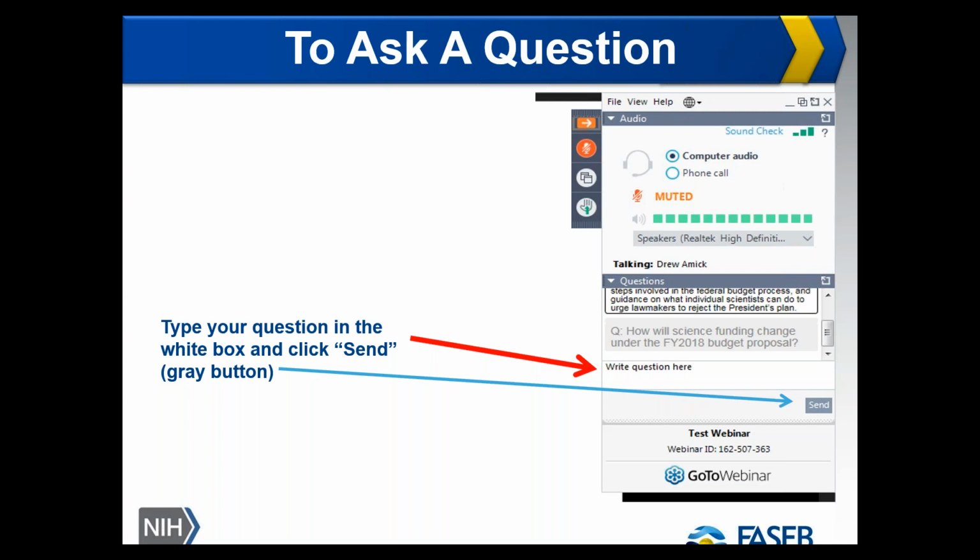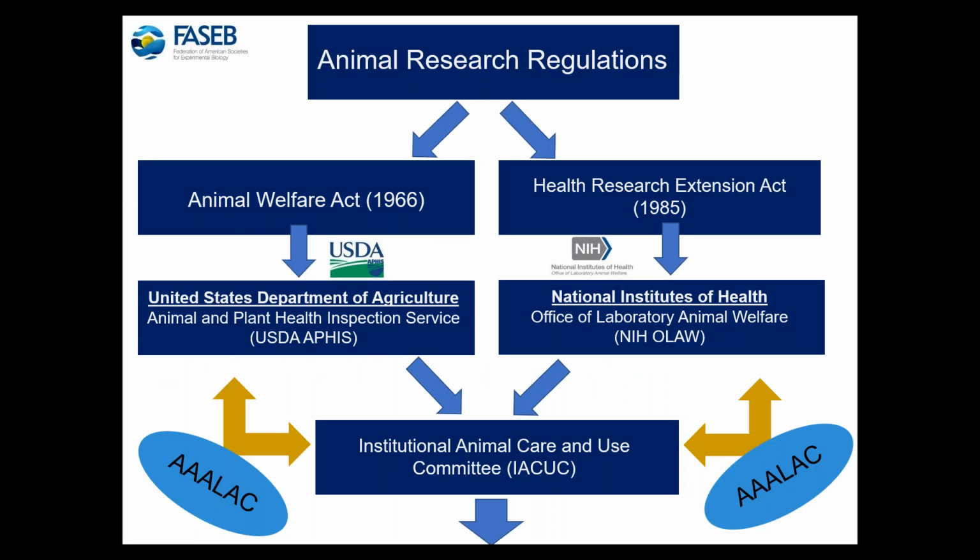To kick things off, I wanted to ensure that we're all on the same page here, regardless of your background or familiarity with animal research regulations. I wanted to provide some context for this FASEB webinar series. So this flowchart provides a high-level view of what we've been discussing the last couple of weeks. When we say animal research regulations, that is broadly referring to two policies, the Animal Welfare Act and the Public Health Service, or PHS, policy, which is under the Health Research Extension Act. We learned about the details of those laws last week in the webinar.